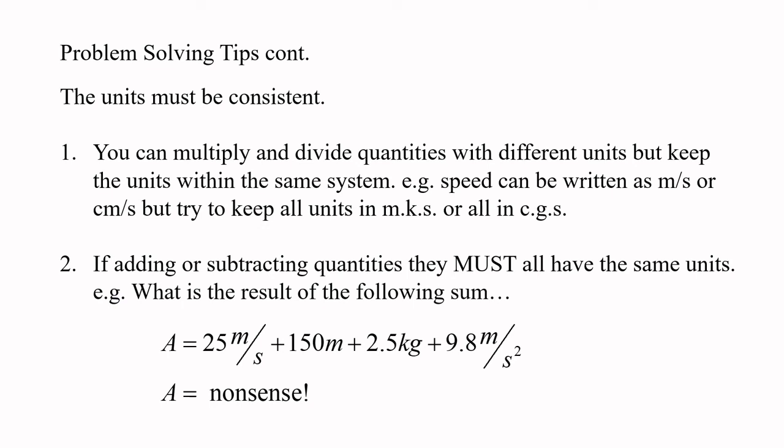It makes no sense to add 25 meters per second to 150 meters. That doesn't mean anything. Or add 2.5 kilograms to 150 meters. That doesn't make any sense. I'm adding a distance to a mass, or a speed to a distance, or a speed to a mass. I can't add things together that have different units because they are different physical quantities, and it doesn't mean anything. It's just nonsense. However, I do see this many times when students are first learning kinematics. Oftentimes I'll see people try to add speed and acceleration together, and that is nonsense.